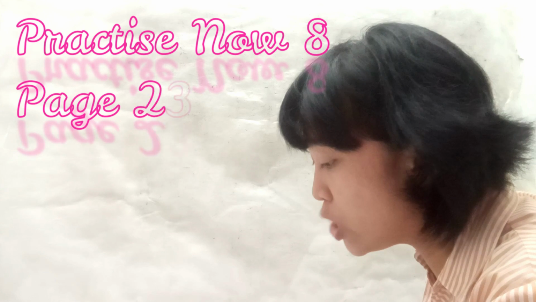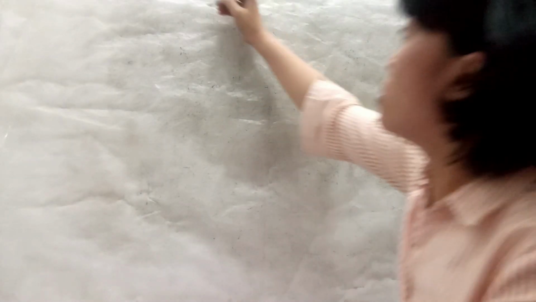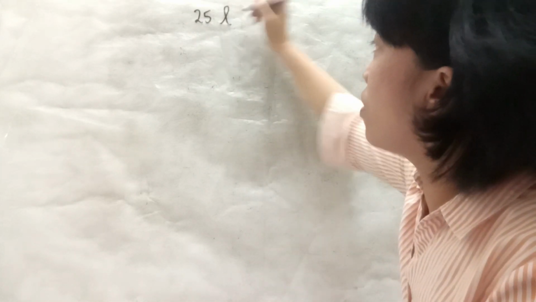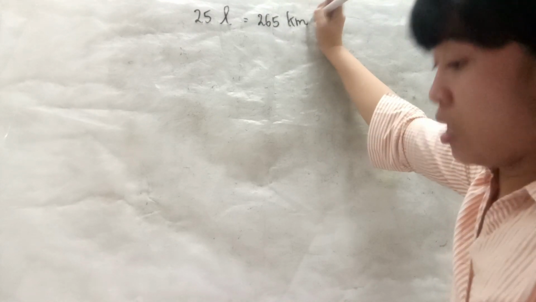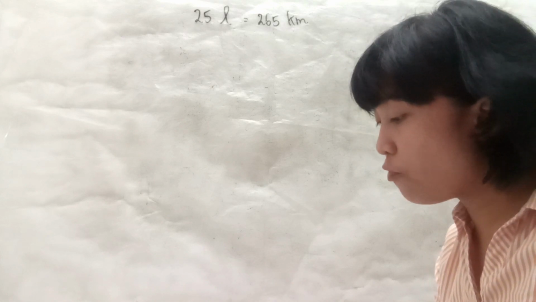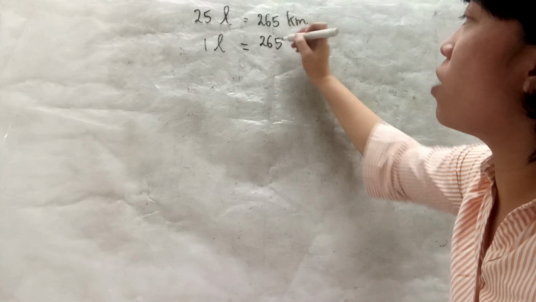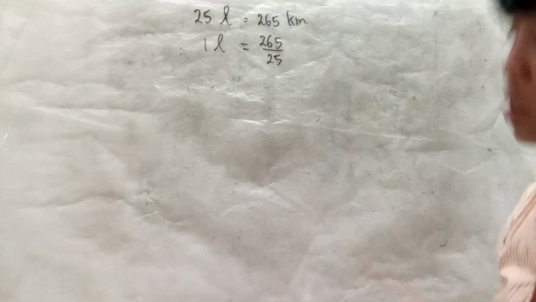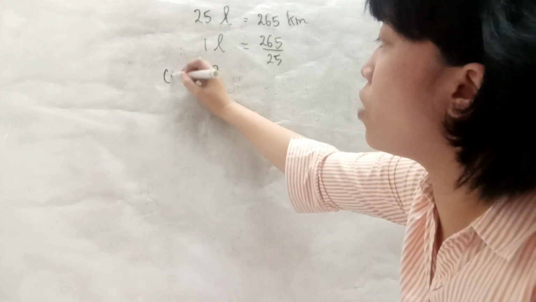A car requires 25 liters of petrol to travel a distance of 265 kilometers. So 25 liters for 265 kilometers. The first question. Find the distance that the car can travel on 58 liters. So let's find for 1 liter first. For 1 liter, they can go 265 per 25 kilometers. Then find for 58 liters.